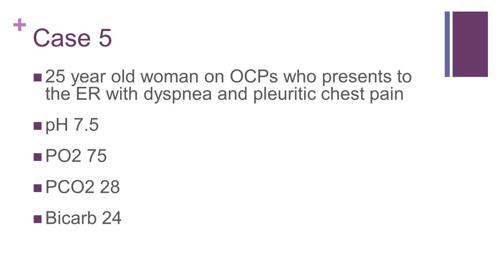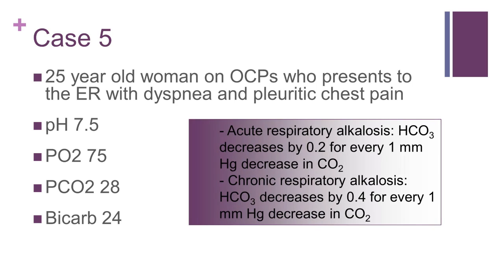The patient is probably hyperventilating because of her dyspnea. Recall that in an acute respiratory alkalosis, the bicarb should decrease by 0.2 for every 1 millimeter mercury decrease in CO2. In a chronic process, the bicarb should decrease by 0.4 for every 1 millimeter mercury decrease in CO2.